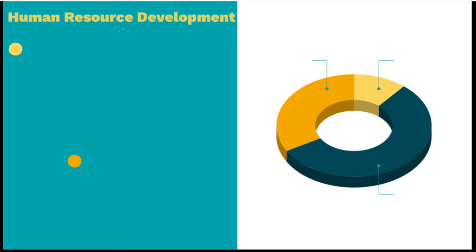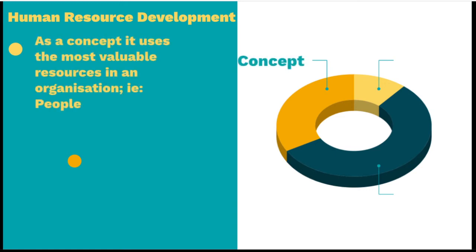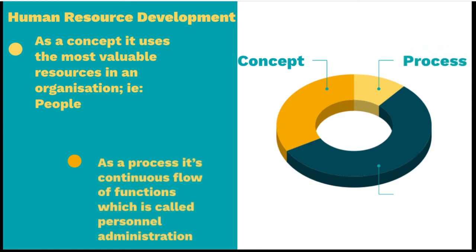We have the human resource development that is both concept and process. So let's talk about concept. It uses the most valuable resources in an organization. So, for example, these are the people. For the process, it's the continuous flow of functions, which is called personnel administration. Human resource development, once again, is both a concept and process, which became the development process.